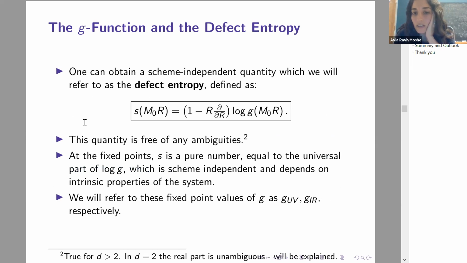I mean, log G is not free of ambiguities, but this 1 minus R partial R is free, and because it is scheme independent and free from ambiguities, this makes it a good candidate in the first place for monotonicity, and it works. So it's the right candidate.